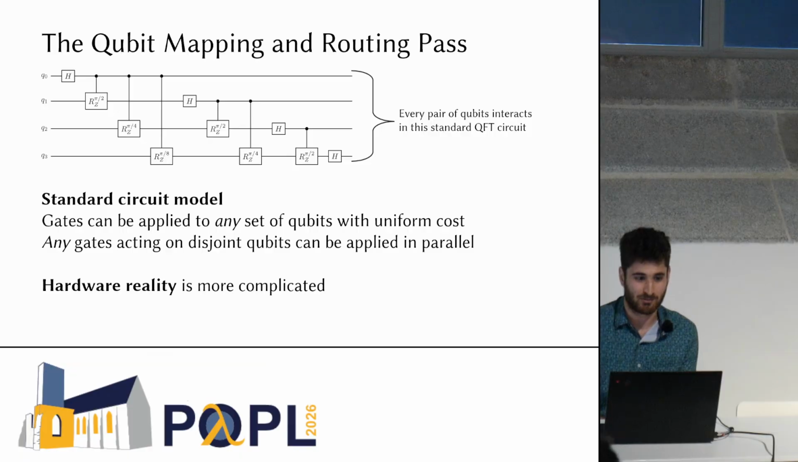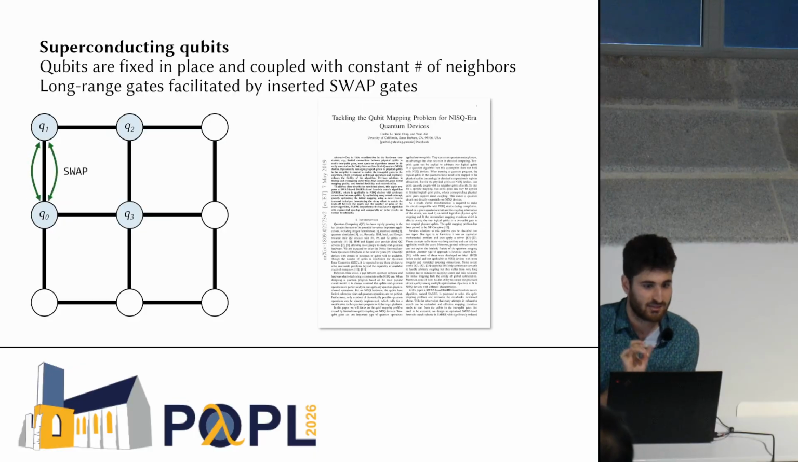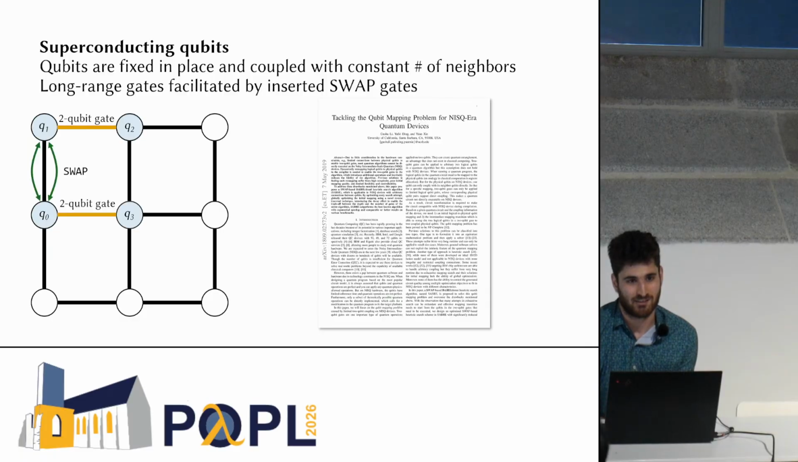But it turns out that the reality of quantum hardware is a little bit more complicated than this. One example is these superconducting qubits that I've mentioned before. These qubits are fixed in place, and they have coupling with a constant number of neighbors that are local to them. So if I want to perform a longer range gate, I need to insert swap operations that move my data around on the device. And then each 2-qubit gate has to be executed along one of the edges that appear in this graph that represents the connectivity of the architecture.